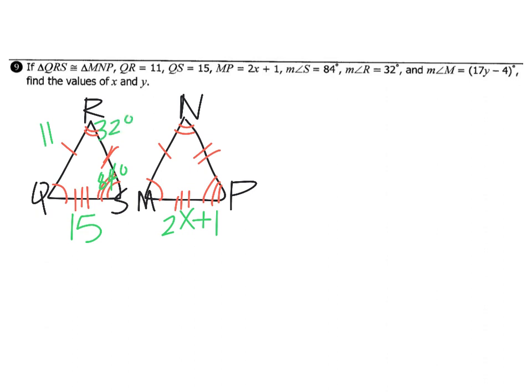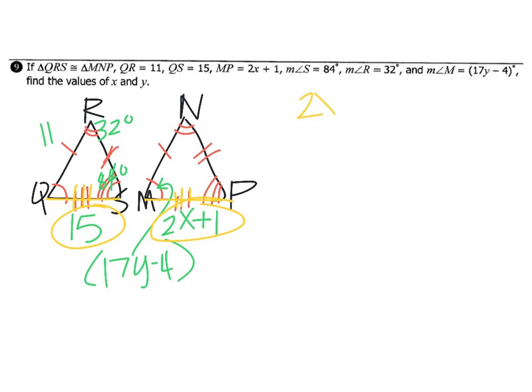And the measure of angle M is this one right here, and I'm just going to draw an arrow and do it down here, 17y minus 4. Find the values of x and y. So what we want to do is first find x. Now we know that QS is congruent to MP, because of our congruency statement. So we can say 2x plus 1 equals 15, and that will allow us to solve for x.